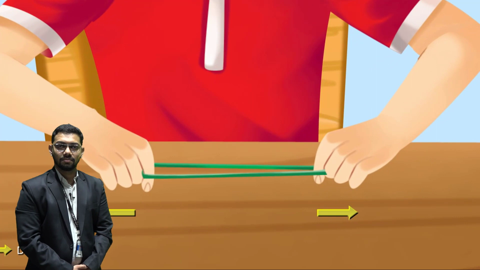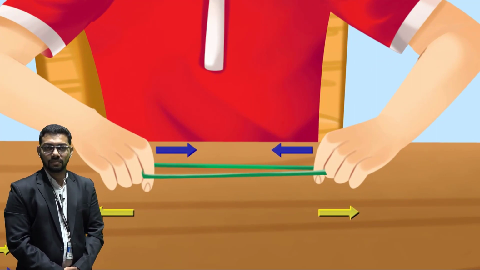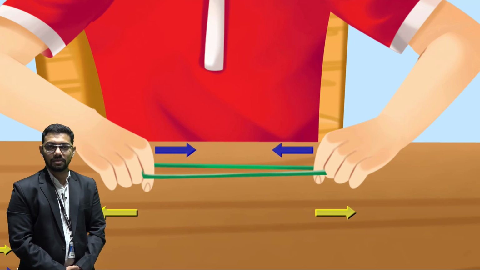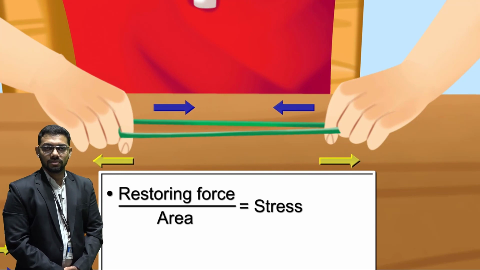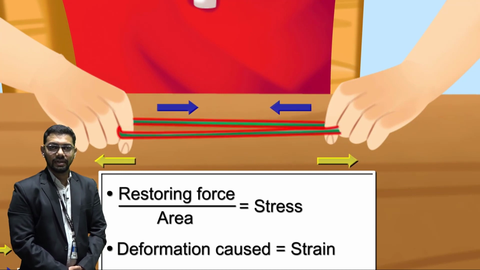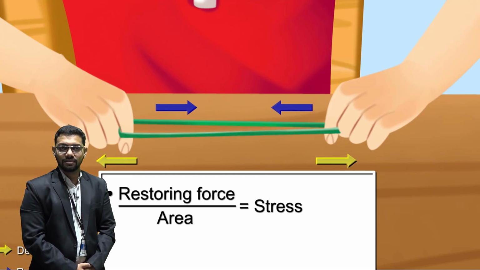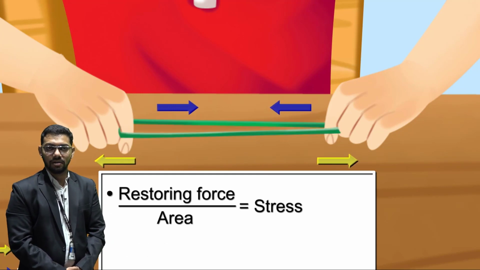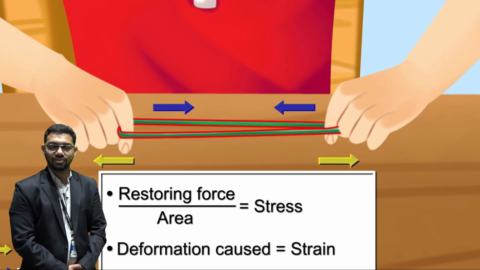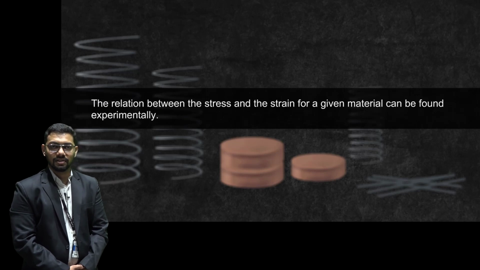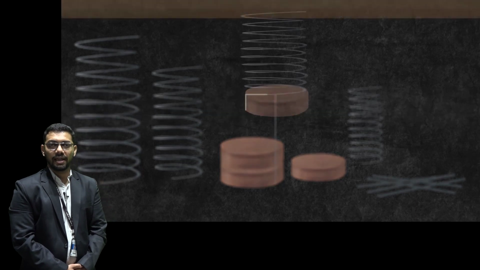When a body is subjected to deformation, forces are developed inside it. Forces which are developed inside the body are the resisting forces, which are equal in magnitude but opposite in direction to the applied force. These resisting forces per unit area are called stress, and the deformation caused is known as strain. The relation between the stress and the strain for a given material can be found experimentally.